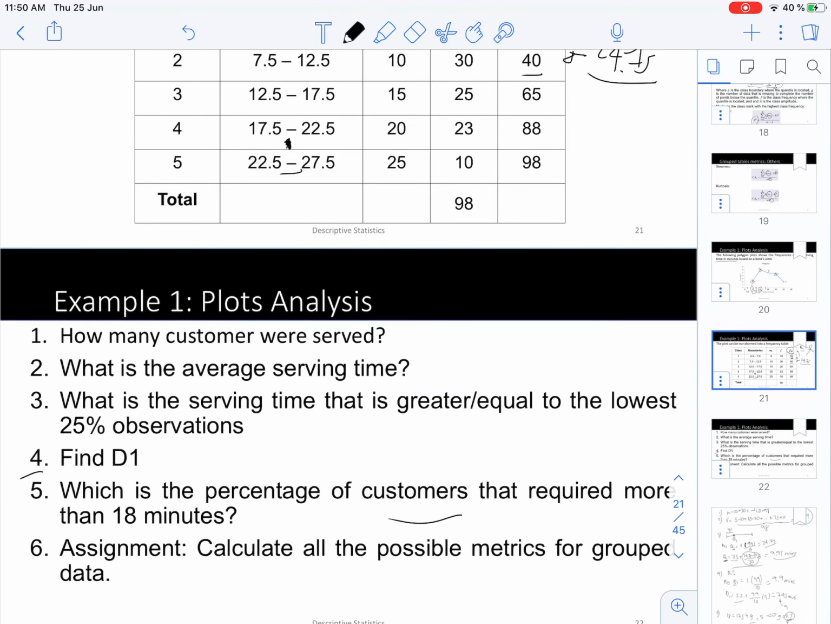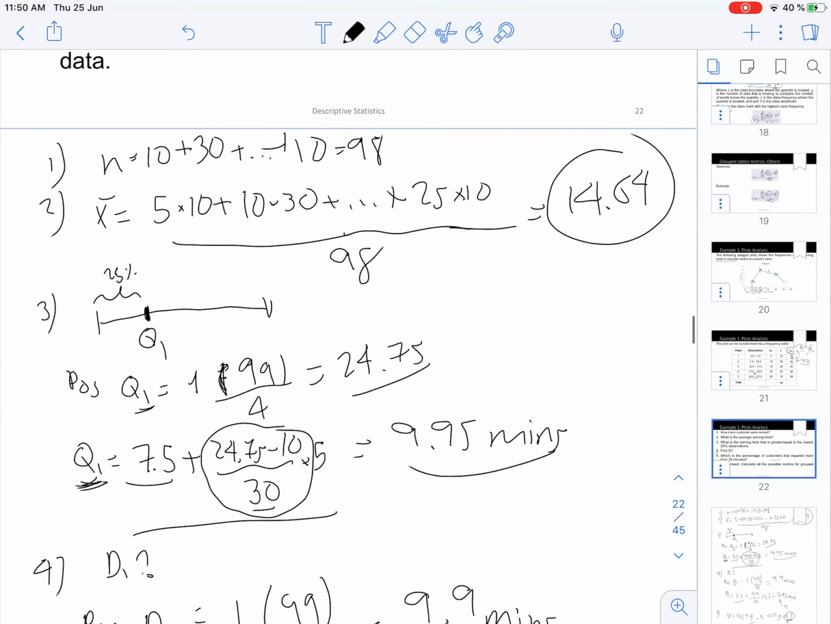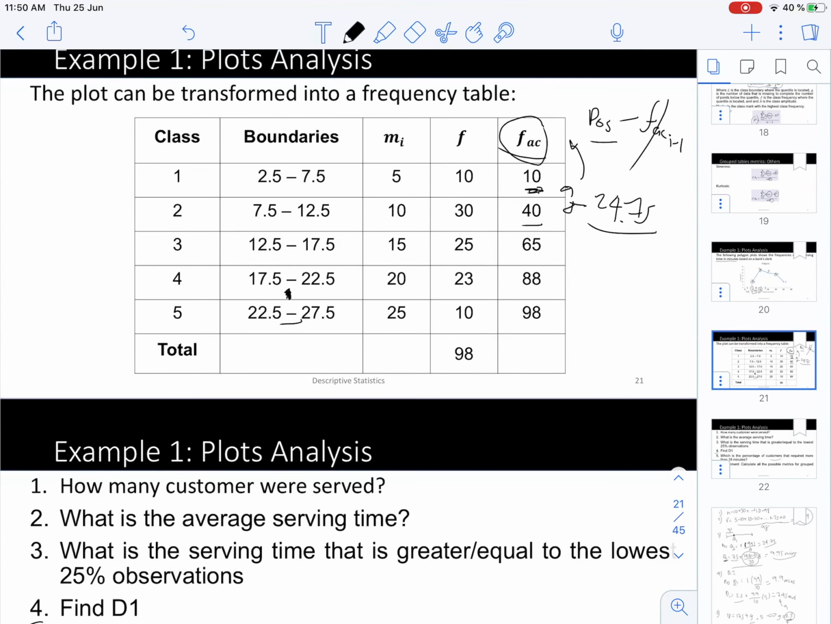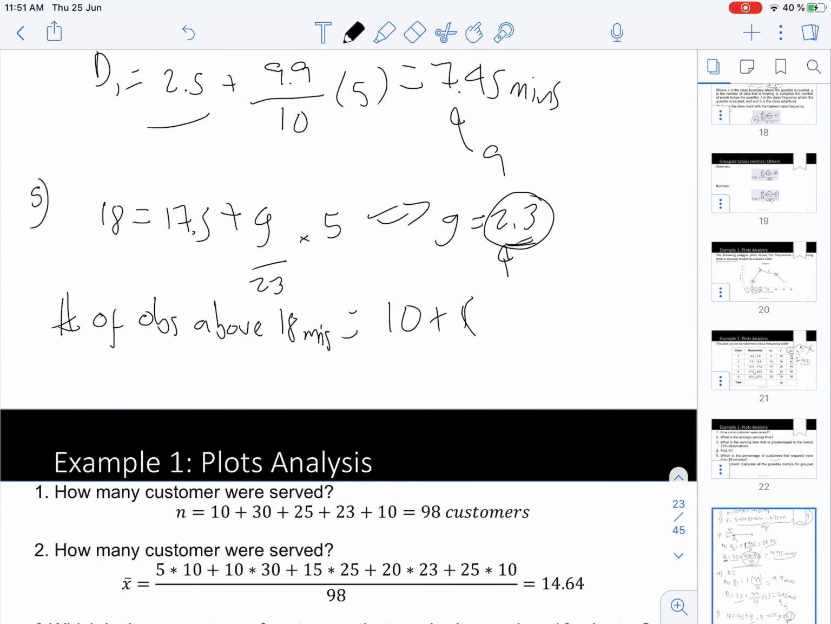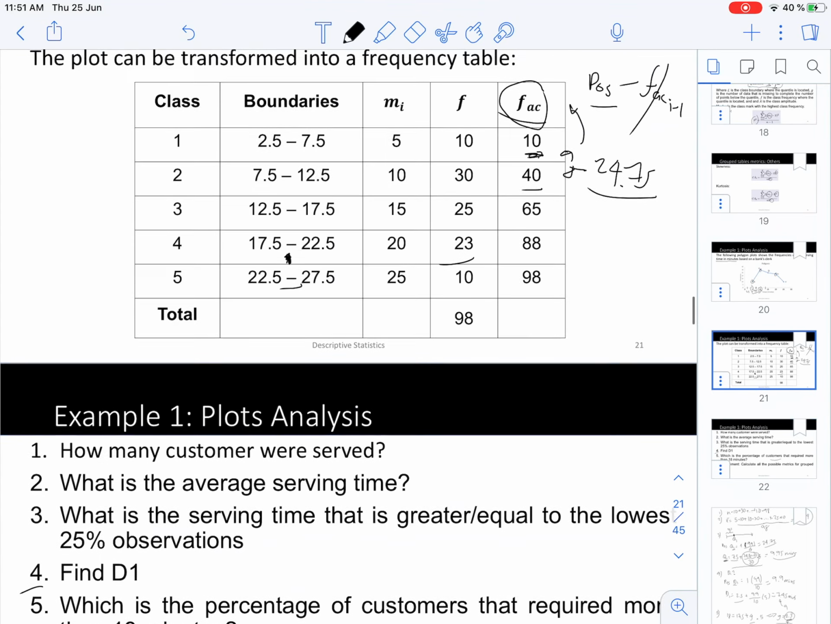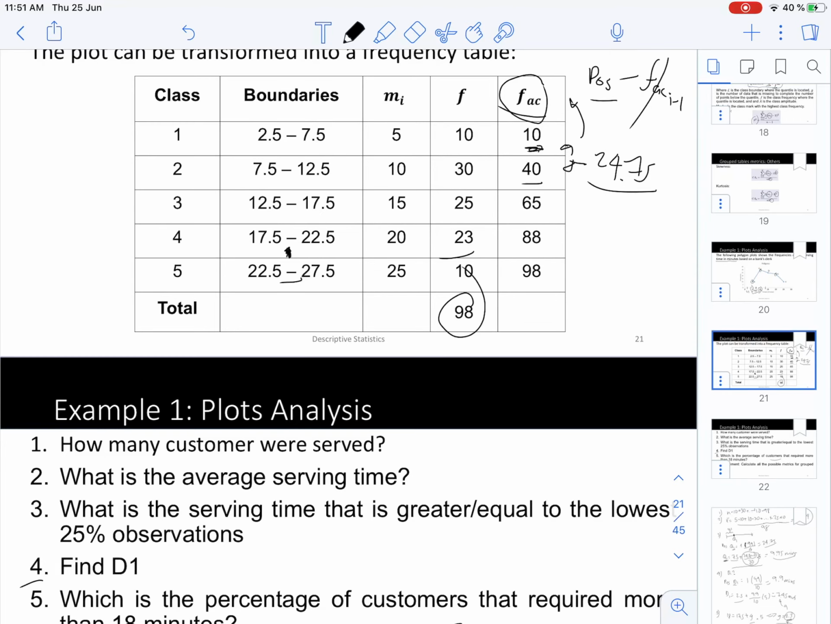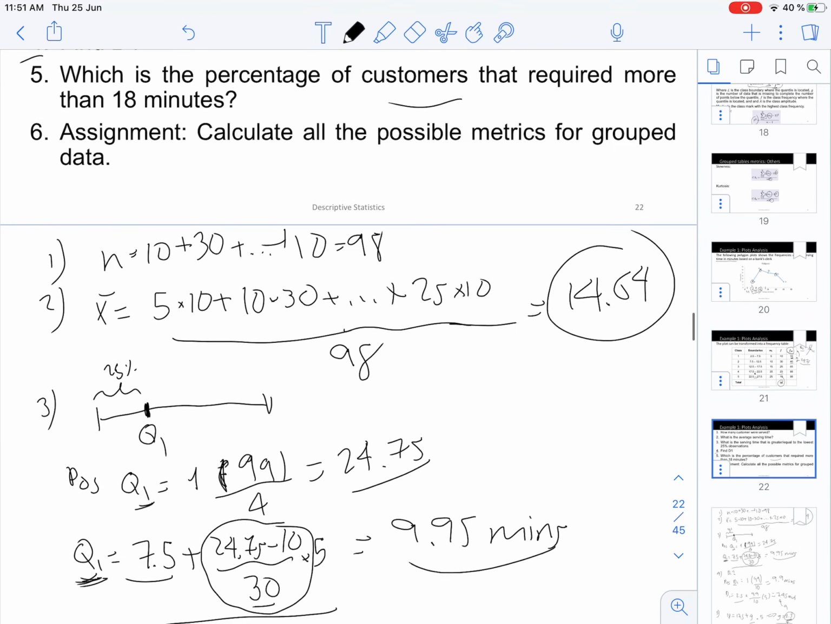All right, so now how many observations are above 18 minutes in the 4th class? That will be the total number, 23, minus those that are below. That's 23 minus 2.3. That's the number of observations that are above the 18 minutes. So if you want to get a percentage, then you just divide this number over the total number of observations, which is 98, right? And that will give you the percentage that you were looking for.